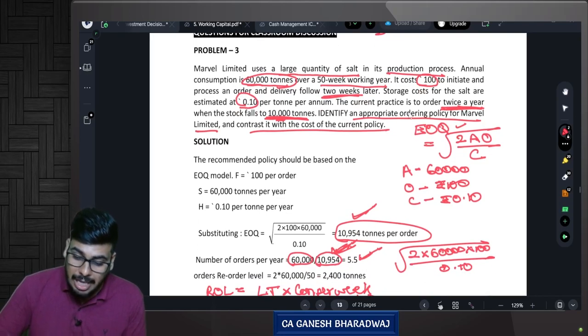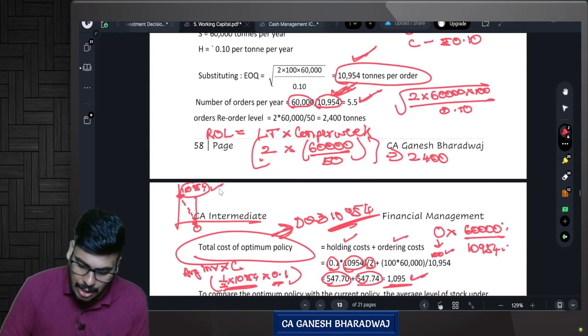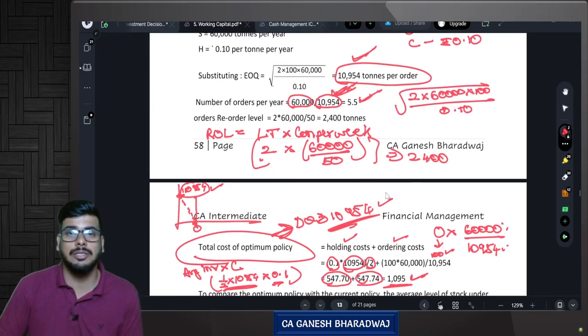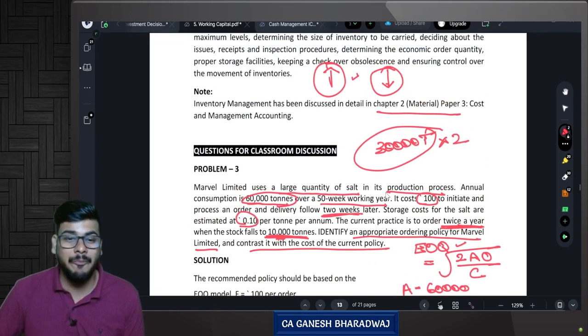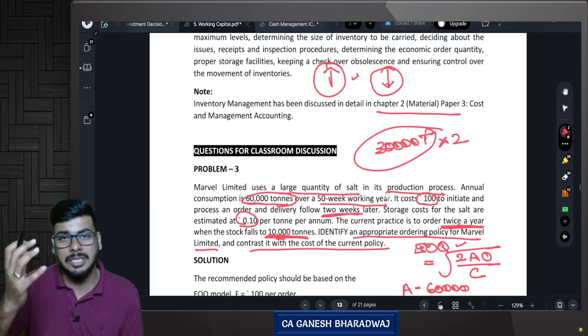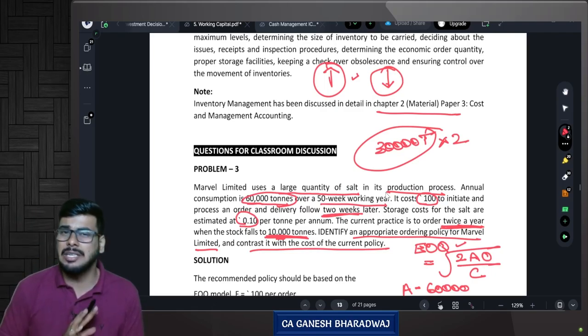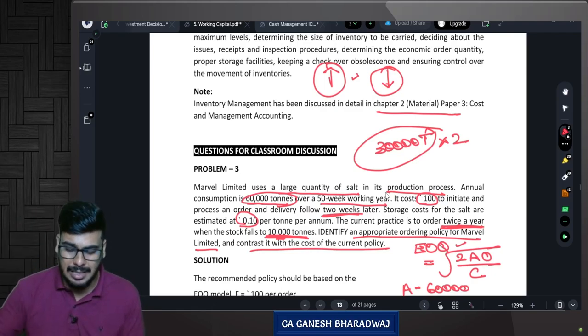Yes. So now, are they following the EOQ? No. EOQ says every time you place an order, you should place an order only for 10,954 tons, correct? Whereas they are placing an order for 30,000 tons. So obviously, since they are deviating from EOQ, they will be incurring more cost. This is what we saw in the material cost chapter, right? That is exactly given. Nothing new that we are learning. Every single thing is the same.